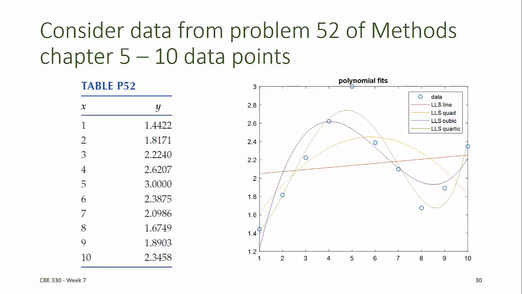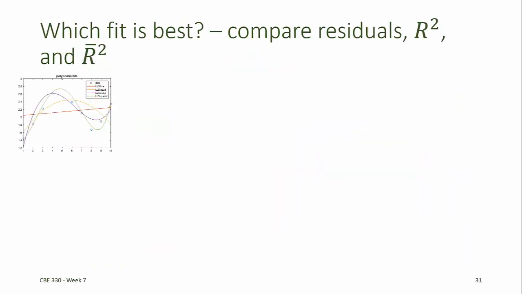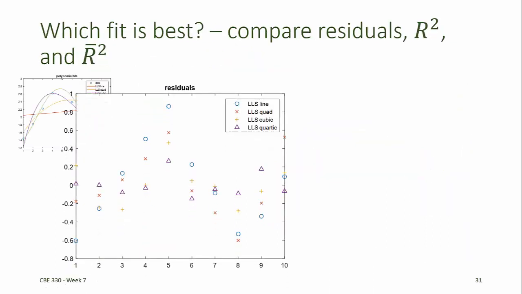Consider the data in problem 52 from the Methods textbook, Chapter 5. This data is represented by 10 data points that are plotted here with 4 different results from linear least squares regression of polynomials. We can fit these data with a line, with a quadratic equation, with a cubic equation, or with a fourth order fit. We might ask the question, which of these fits is best?